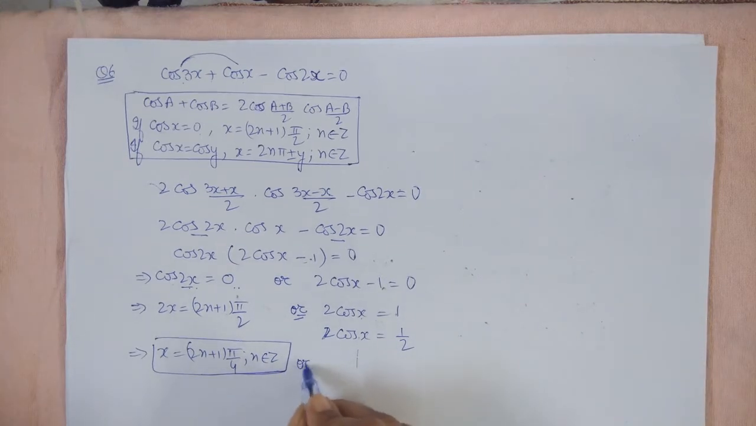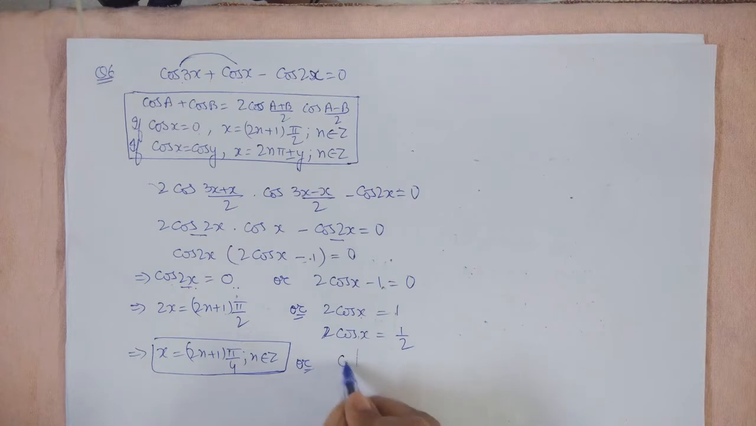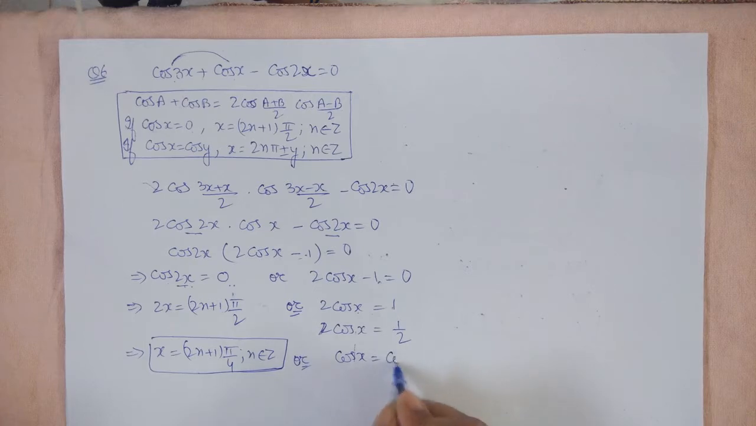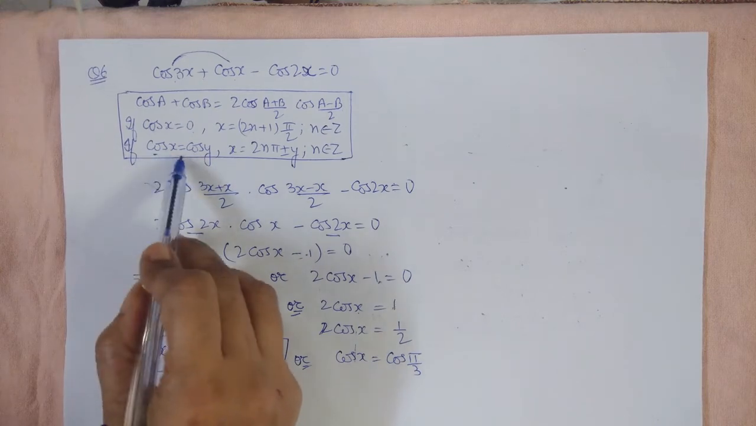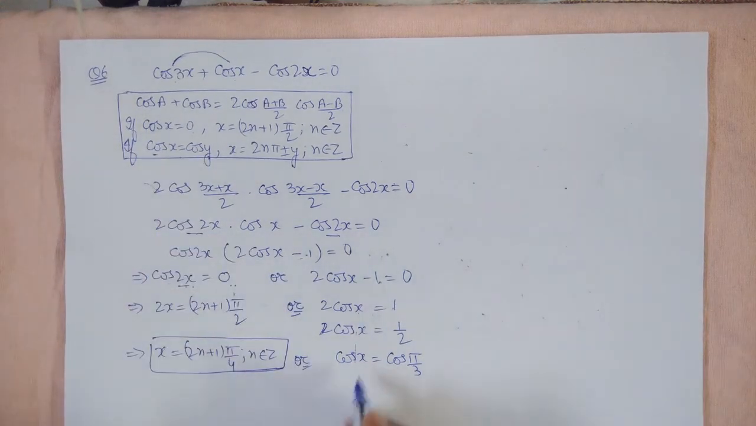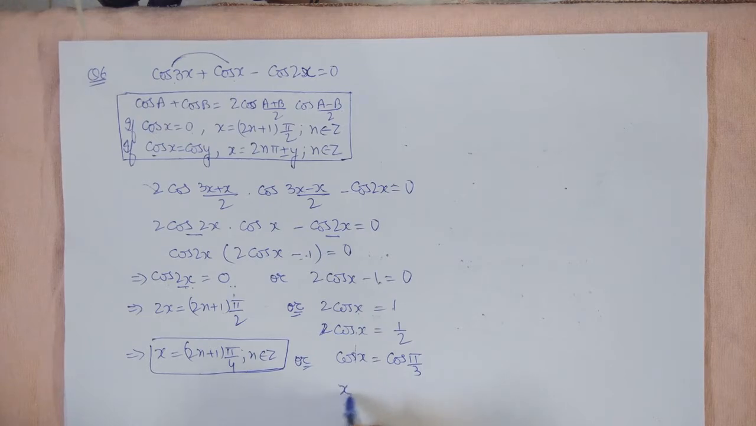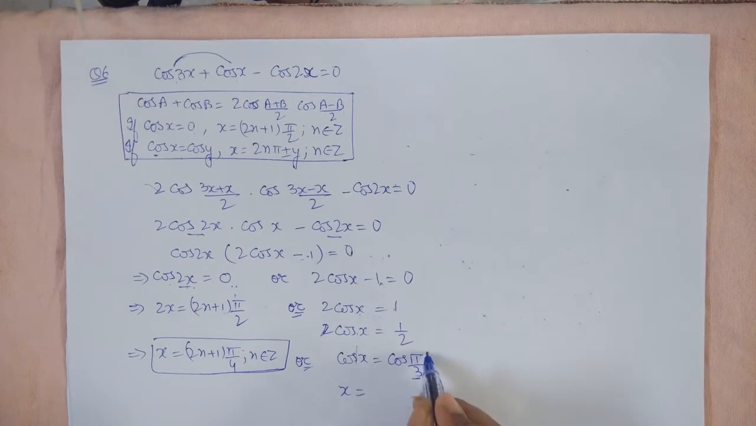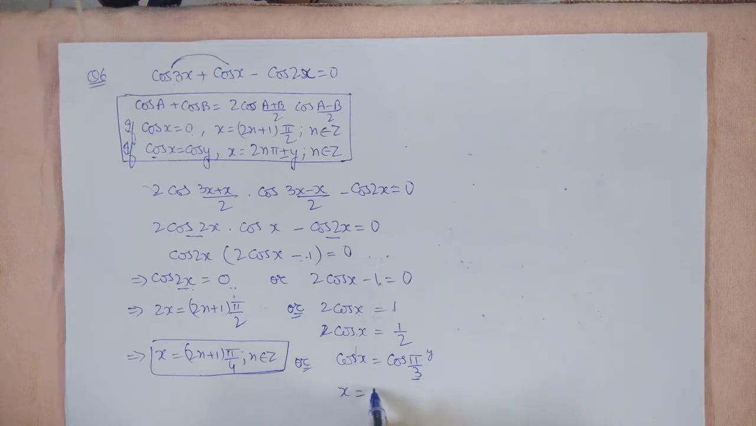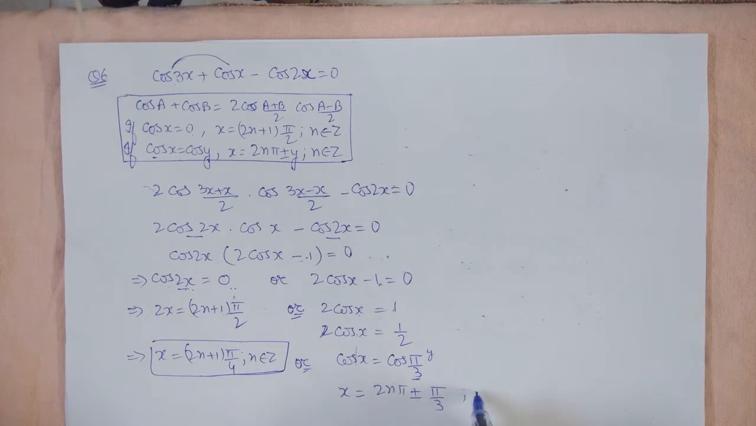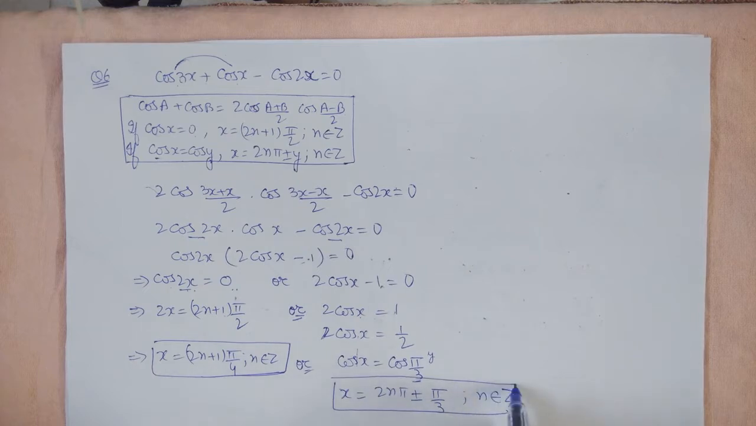Now from the other part, cos x equals half. In terms of degrees, at what angle does cos equal half? It is π by 3. So this has been converted into the form cos x equals cos y. Now apply this formula. From here, this is y. So x equals 2nπ plus or minus π by 3 where n belongs to Z. So this is the second general solution.